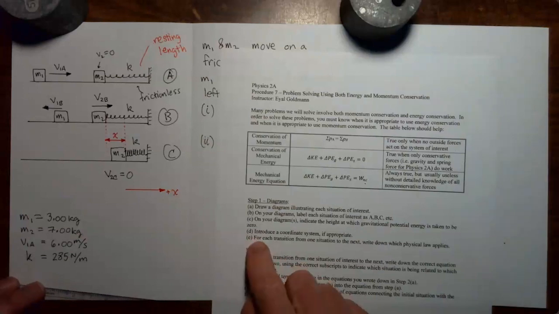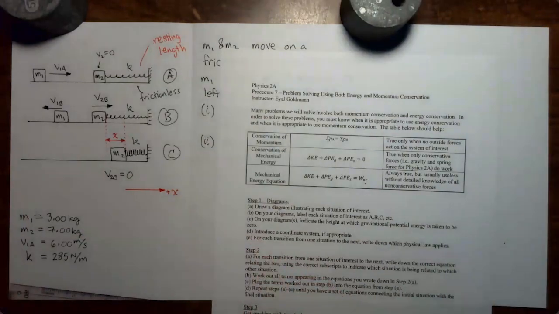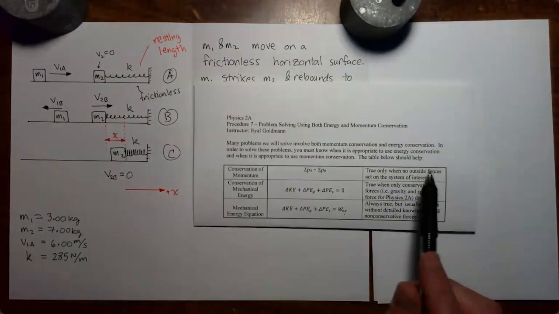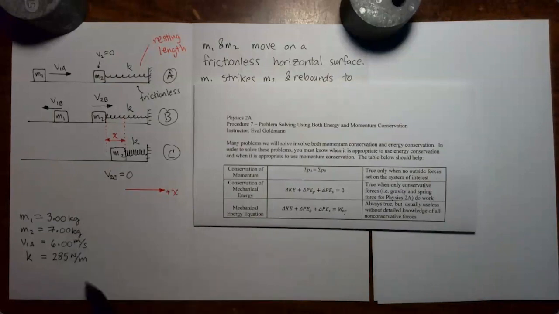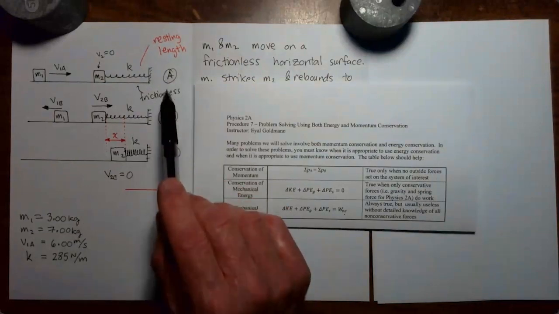Okay, now we get to step 1E. From each transition from one situation to the next, write down which physical law applies. So this is the part where we really have to be thinking. Let's figure out which physical principle applies as we go from moment A to moment B.